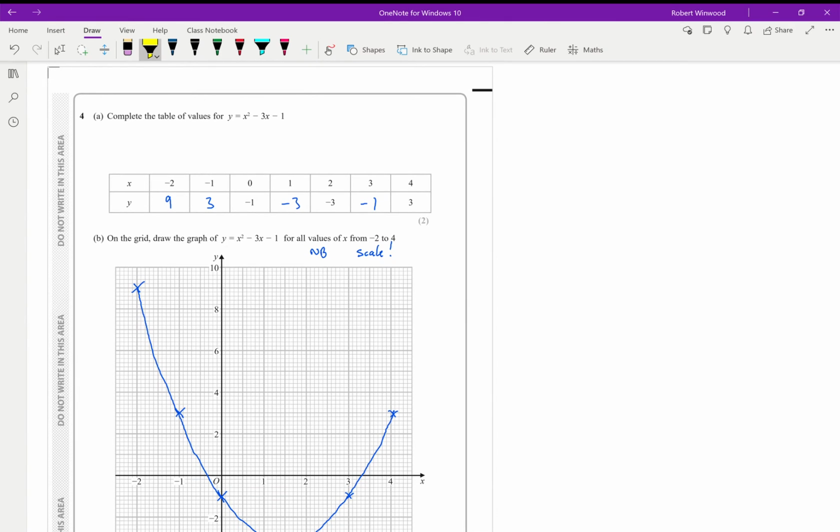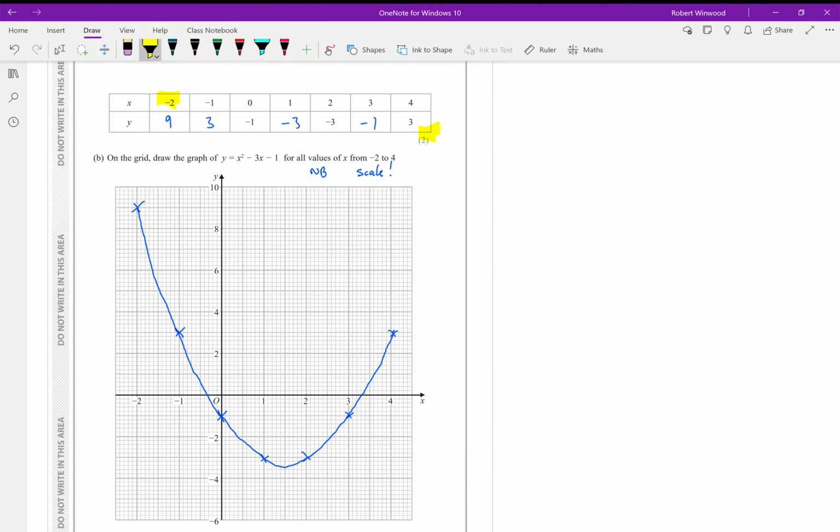Put these values into your calculator to work out this formula. That should be the table you get. Then can you plot the graph? Now notice that as usual they've tried to trick you by using a different scale on the x-axis and the y-axis.